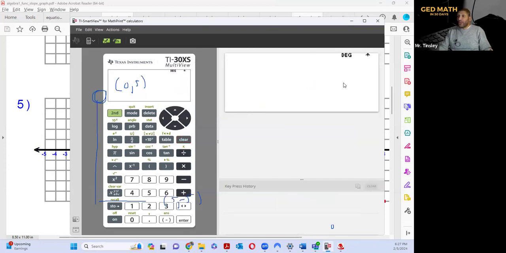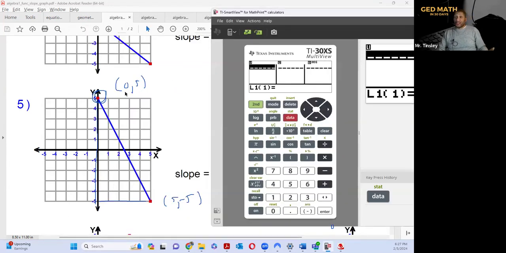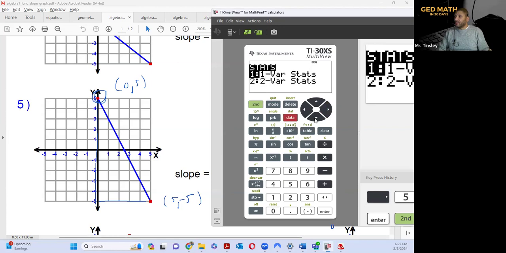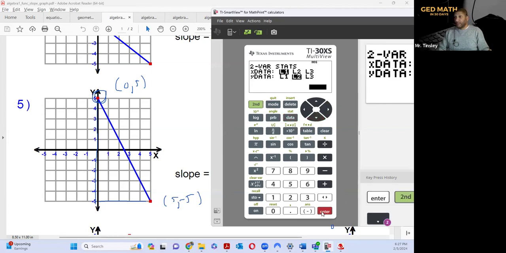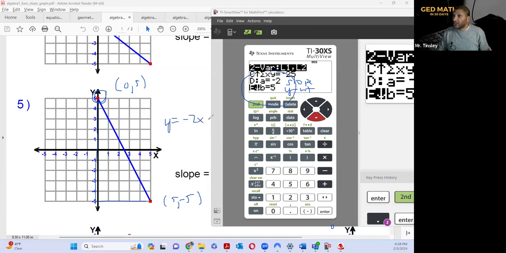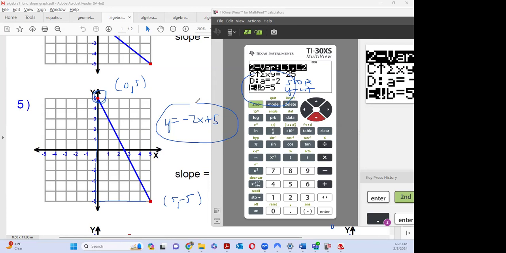Now, you might think this way is easy. Data, I'm putting both my x's in, 0 and 5. 0, enter, 5, enter. I hit my right arrow. I put my y's in. 5, enter, negative 5, enter. Second, data, 2 variable, calculate. It depends on whether you've practiced enough. Now I go down to my A and B. I still got the same exact thing, because it's telling me right there, that's my slope, that's my y-intercept. y equals minus 2x plus 5. Did I get the same exact thing? Yes.